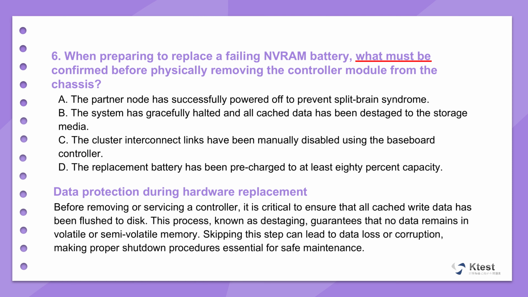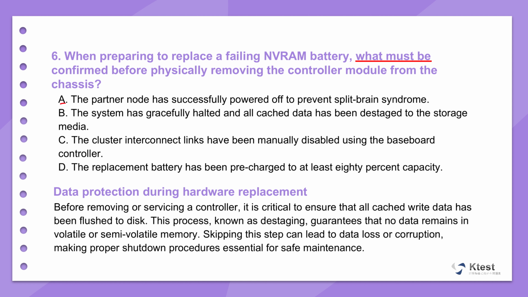Yeah, based on what we just discussed, if that battery is keeping unwritten data alive, pulling the controller out while it's active would be catastrophic. So the answer has to be B, right? The system must be gracefully halted, ensuring all that cached data in the NVRAM is destaged, meaning permanently flushed out to the physical hard drives. If you get this wrong, in the real world, you permanently destroy client data.